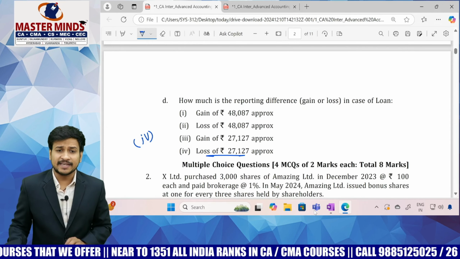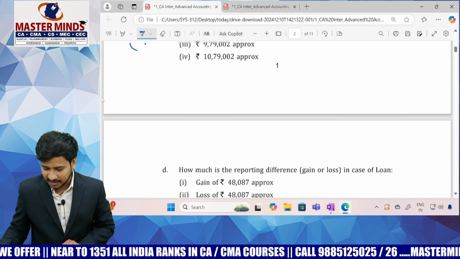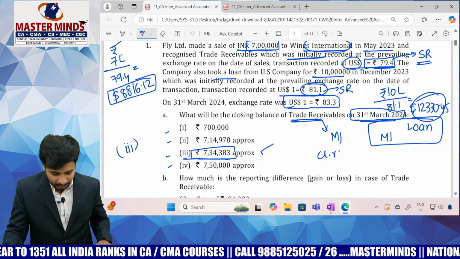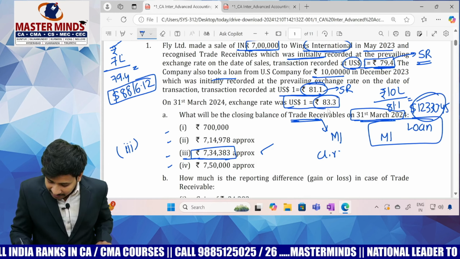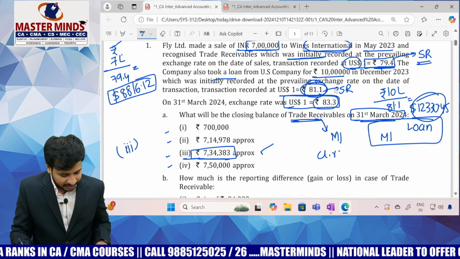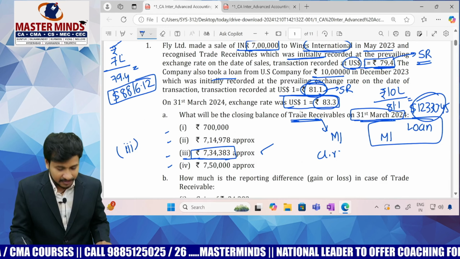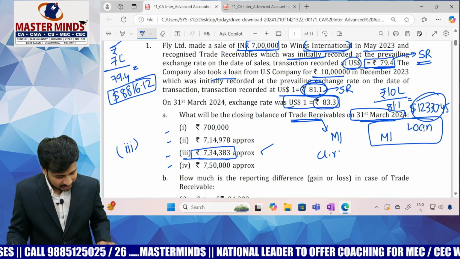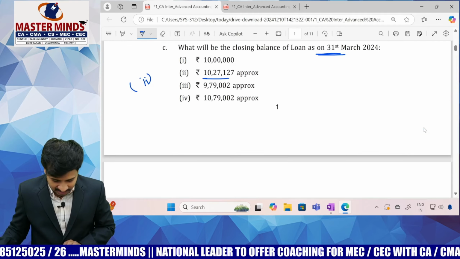If you want, you can take the difference of initial and subsequent values directly, or you can compute $12,330.45 multiplied by 83.3 minus 81.1. 83.3 minus 81.1 is 2.2 per dollar loss, multiplied by 12,330.45, which gives 27,127.